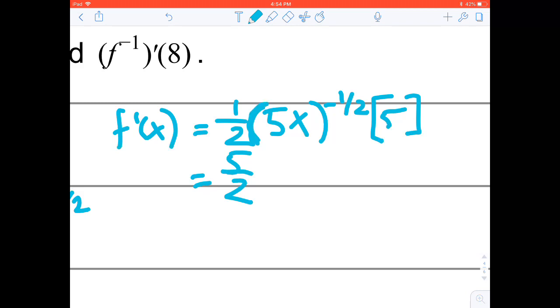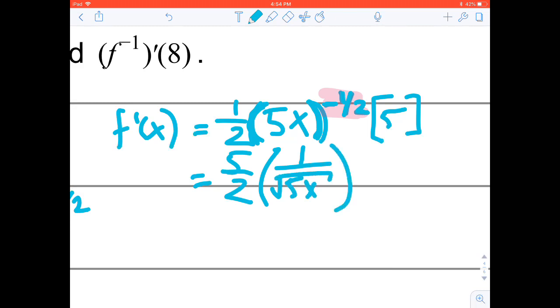Oh, wait. Don't make that same mistake that I was just about to make. This 5x is inside the negative 1/2, so you can't multiply this 5 to this part here. It's got to stay inside of that root or that power, whatever you want to call it. So this has a negative exponent and a fraction exponent. So I'm going to flip it and turn that back into a square root. So that would be my answer.